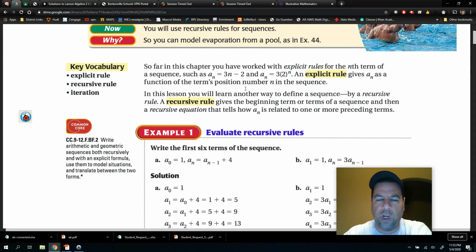In this lesson, we're going to learn another way to find a sequence by using a recursive rule. And the opposite of an explicit rule, a recursive rule basically takes the previous term. And so you're doing something to the previous term.